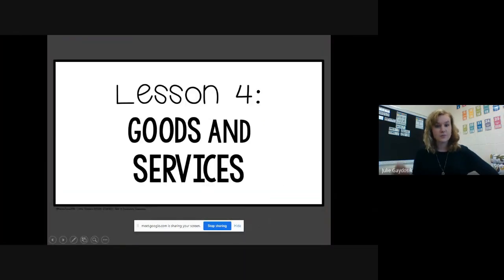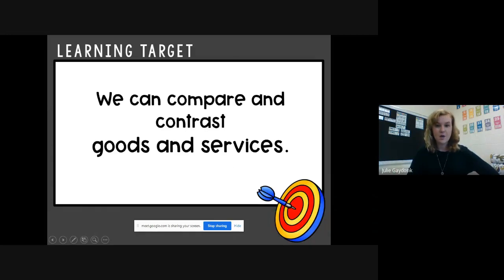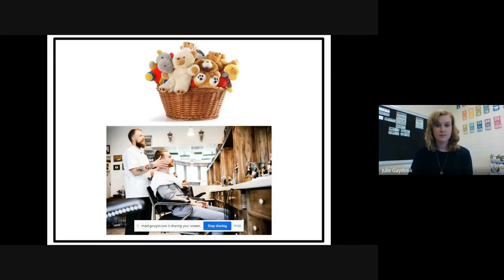Alrighty, so goods and services. We can compare and contrast goods and services. Now, as you can see here, these teddy bears, these stuffed animals would be goods, right? And this hair cutting or barbershop, right? A haircut salon or barbershop would be a service.